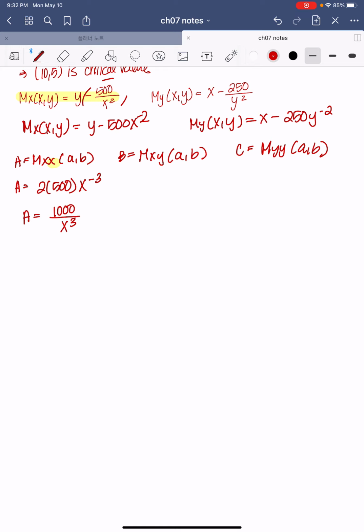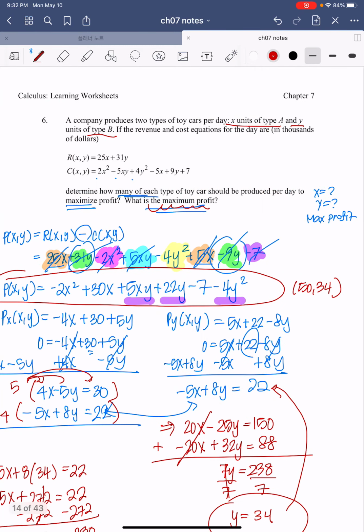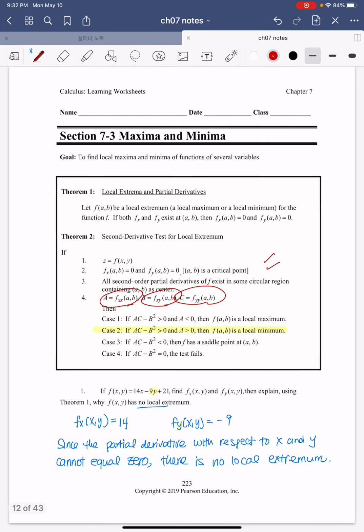Okay. And then I know that x is 10 because remember this is at a comma b, so if it's not a constant we have to plug it in, so that is 10 comma 5. So 1000 over 10 cubed, so this will be equal to 1. So A will be 1. A, B, C has to be a number because when we are checking these, we want to check and see if it's a positive or negative, so it has to be a number. So make sure if you don't get any of the constant, plug it in with our critical points A comma B.